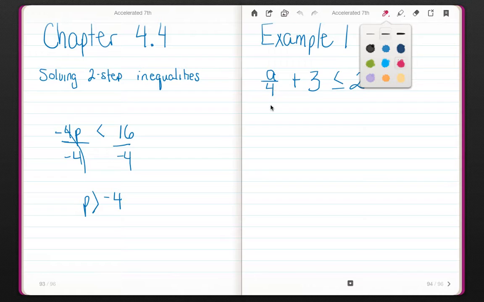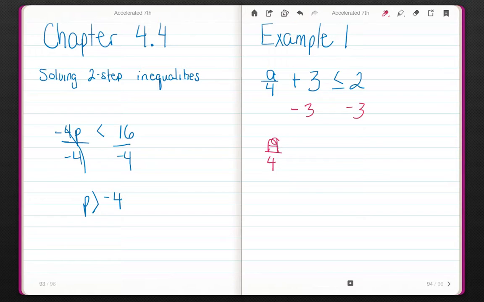Here I have a over 4 plus 3 is less than or equal to 2. So the first step, I need to isolate a over 4, so I'm going to subtract 3 from both sides. So a over 4, that's an A. I'll use a capital A. A is less than or equal to -1. Multiply both sides by 4. It's a positive 4, so I do not change the sign. A is less than or equal to -4.